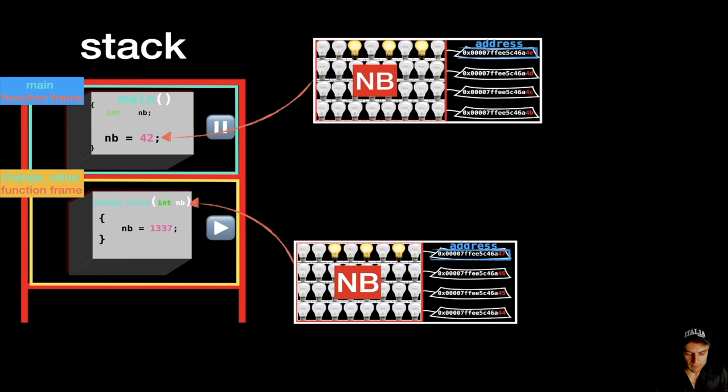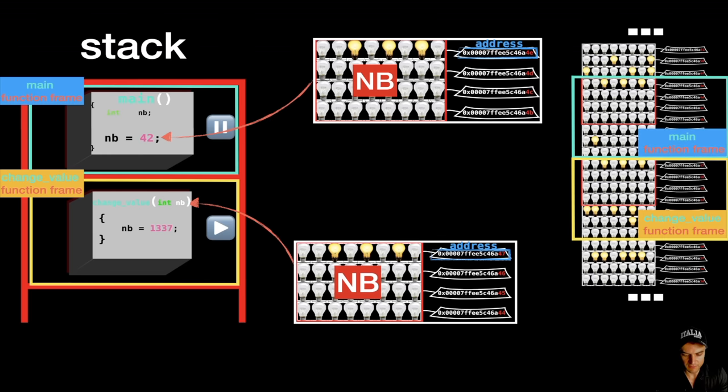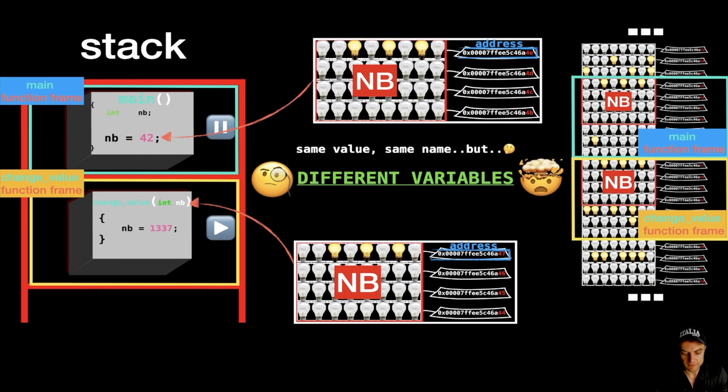So now we stop at the moment in which we were calling the change value function. I have my main function frame, and then I have my change value function frame, as you can see. I have my variable nb, both in main and in change value. But let's watch more carefully what is going on here. I have my main function frame and my change value function frame inside the stack. As you can see, I have nb in main, right? And then I have also nb in my change value function frame. So immediately, what can I understand? Well, I have two variables. They have the same value, the same name, but they are different. They are in different spots, in different places in memory. So nb in main is a different variable from nb in change value.